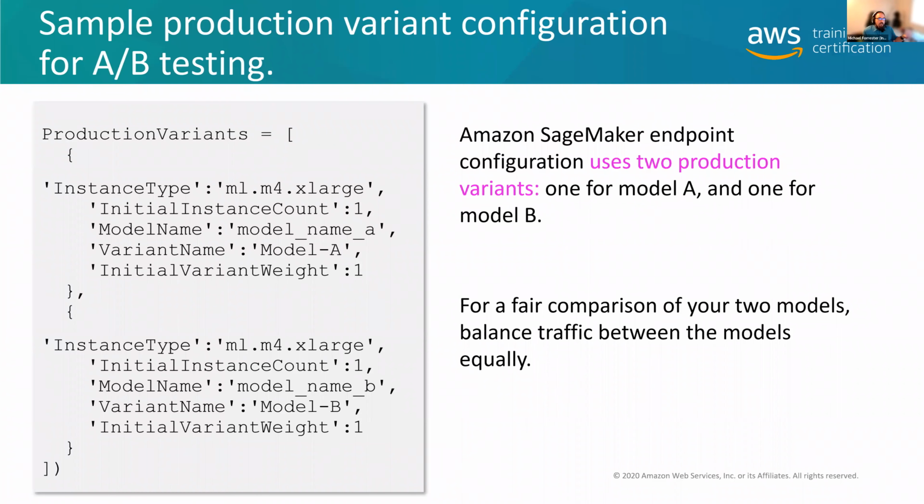Here's another sample config file. This is a configuration for an endpoint where you've got two production variants defined, right? Notice the weights are the same. Those numbers can be arbitrary, by the way. You could make 110 and 11. It doesn't matter as long as they're integers, right? Any questions there?